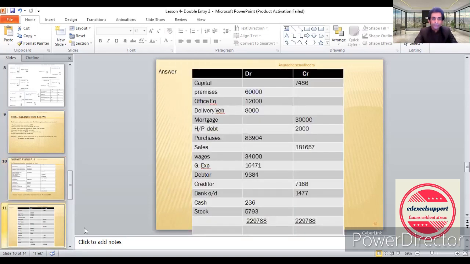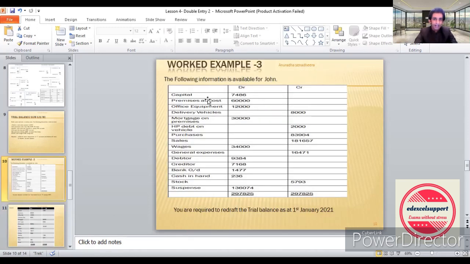Okay. Now we don't need to look at the answer. We see what the mistakes are. Capital is on the credit side, so let's go to the credit side. Premises on the debit side, since it's an asset. Office equipment, asset, debit. Delivery vehicle should be on the debit side since it is an asset. Mortgage on premises, the liability, should be on the credit side. HP, hire purchase debt on vehicle, should be credit. Purchases, an expense, should be debit here. Sales is an income, it should be credit. Wages, expense, debit. General expense, debit.